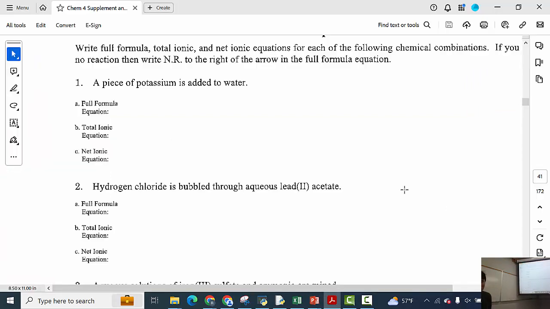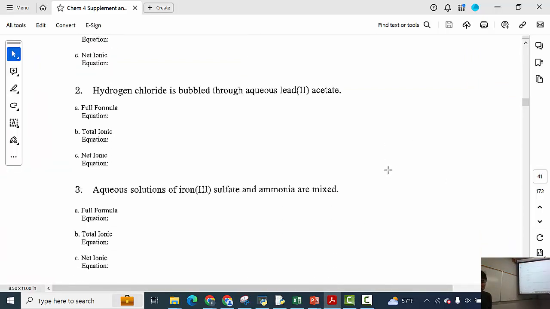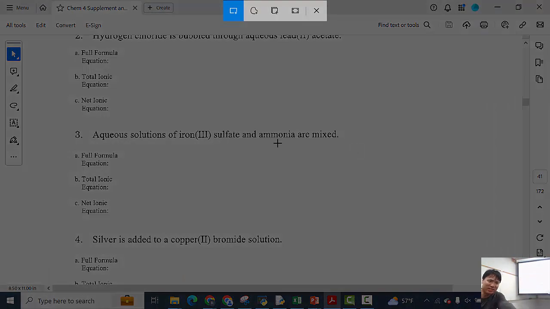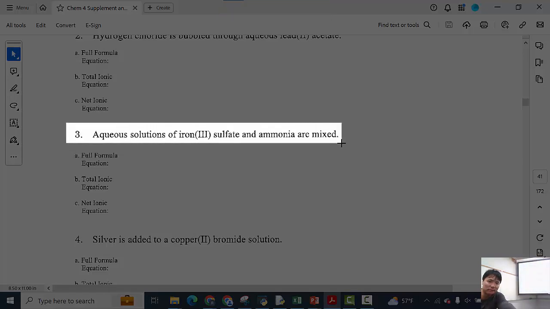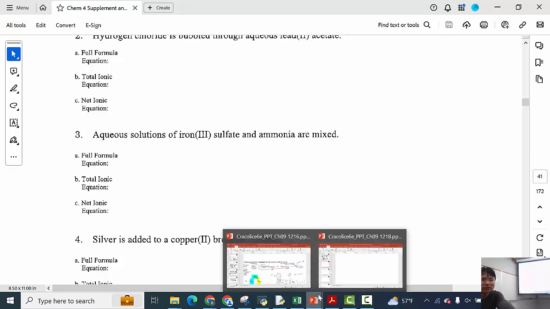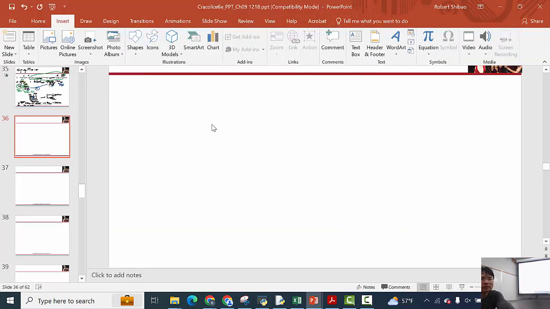Okay, let's take a look at the next reaction. Number 3. This is from the supplement. And what they want you to do in the supplement is the full formula equation, which I call the complete equation, the total ionic equation, which I call the ionic equation, and the net ionic equation, which I call the net ionic equation. So let's do that for this next reaction here.